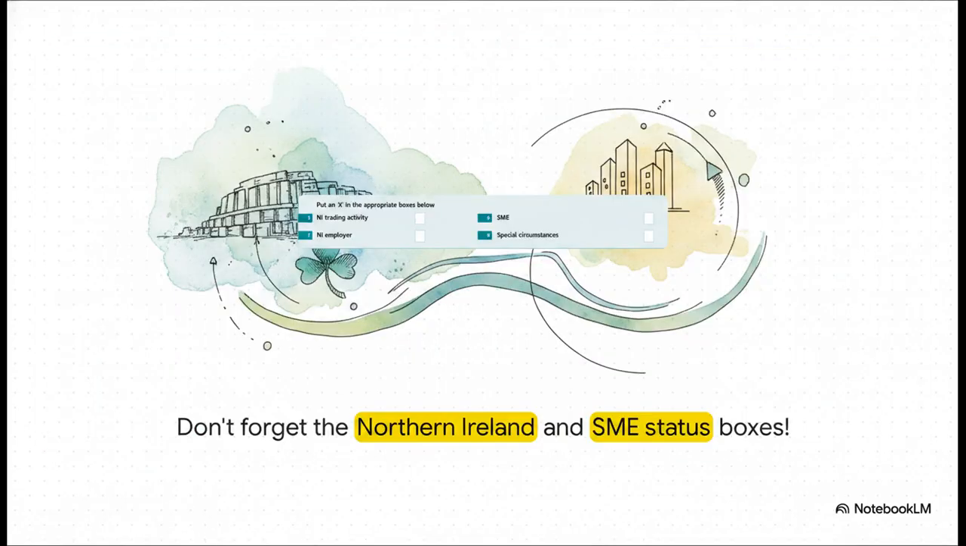Before we jump into the numbers, make sure you hit box 5 if you have Northern Ireland trading activity. And right next door is box 6. Tick that to confirm your small or medium-sized enterprise, or SME status. Skipping these is a really easy way to mess up your specific trading activity profile right out of the gate.